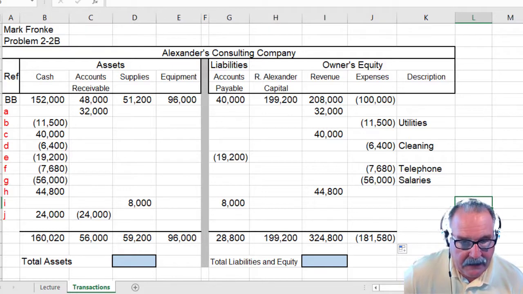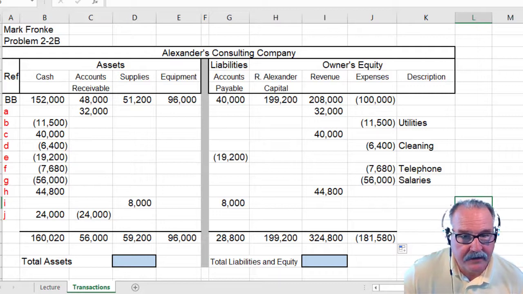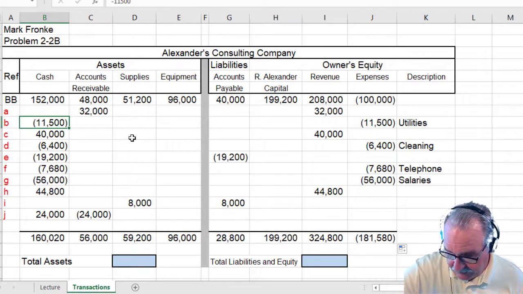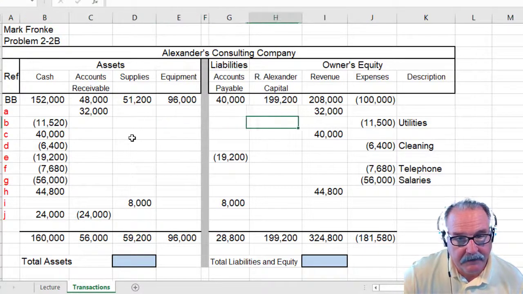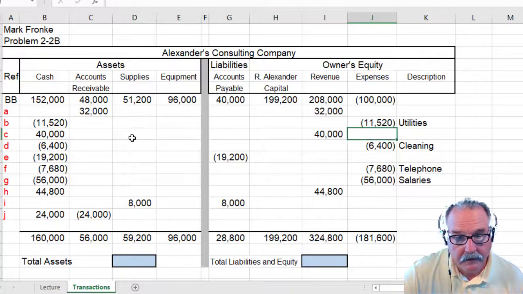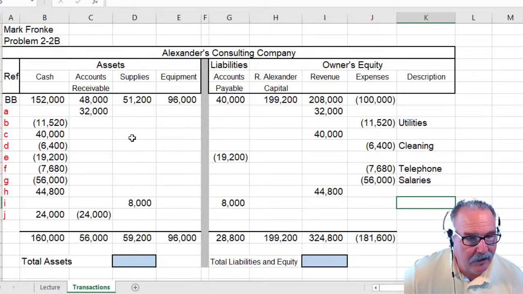Okay, I'm back, and I realized that I made a mistake on the second transaction. It shouldn't be 11,500. It should be 11,520. So I'm going to change that. But you should get the numbers that I've got there until we change it. And so I'm going to change it, and I apologize. And so our totals should be 160,000 in cash, 56,000 in accounts receivable, 59,200 in supplies. Equipment is 96,000 on the asset side.